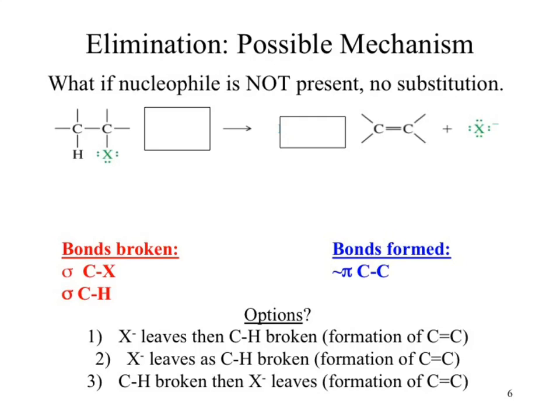When we looked at the substitution, we could eliminate the last option because we exceeded the octet. Do we exceed the octet? By breaking that hydrogen off, we don't exceed the octet of that carbon. It is perfectly happy being negatively charged. It would have a negative charge, but it's not exceeding the octet. It's not invalid. So what we then have to evaluate a little bit closer is that carbon-hydrogen bond.